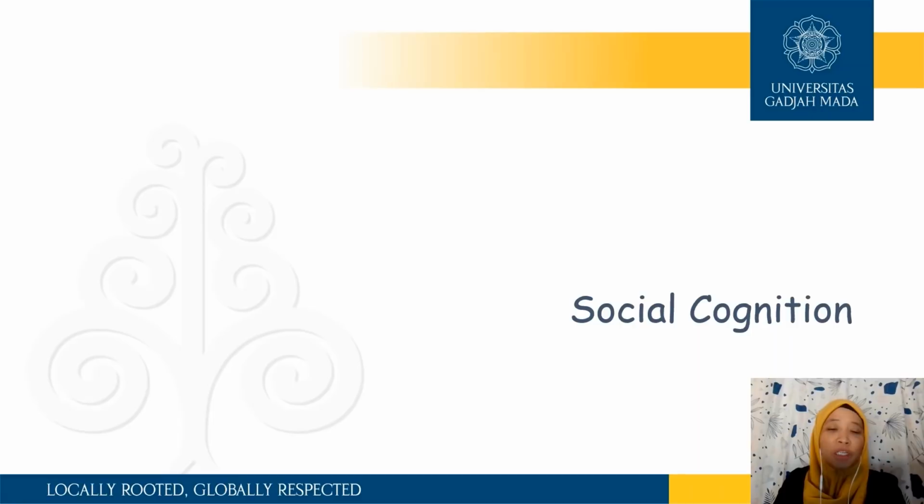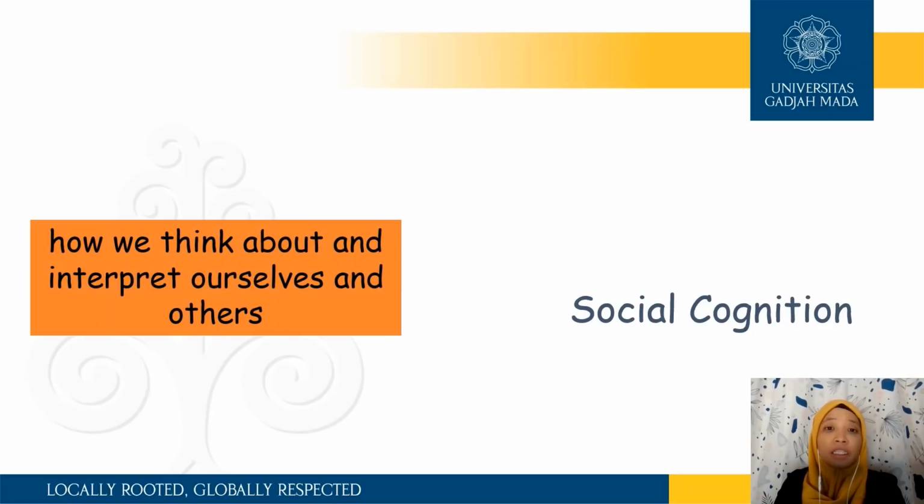Now let's start by reviewing some theories on social cognition. So what is actually social cognition? Social cognition is defined as how we think about and interpret ourselves and others. So basically, it's all about how we perceive ourselves and other people, how we judge ourselves and other people.